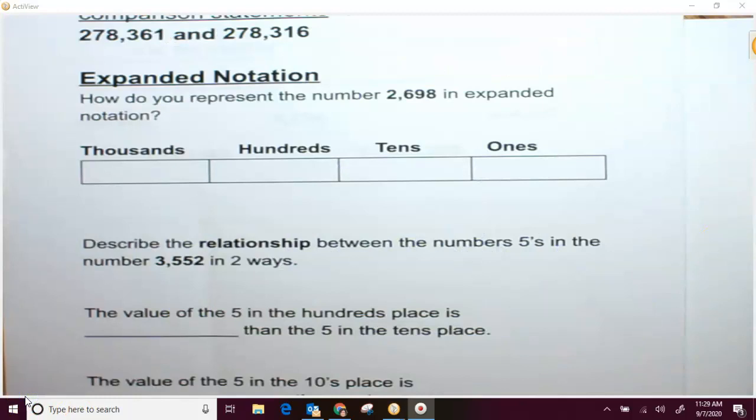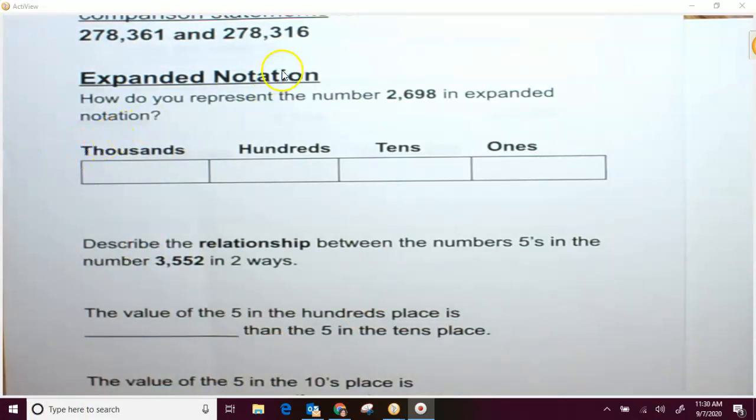Okay, the next part of the review has us using the symbols less than, greater than, and equal to write 2 comparison statements for the numbers. It also says to justify your answers. I think in the actual test it says you want to justify your answer. Let me double check. Use words to describe your thinking. That's right.